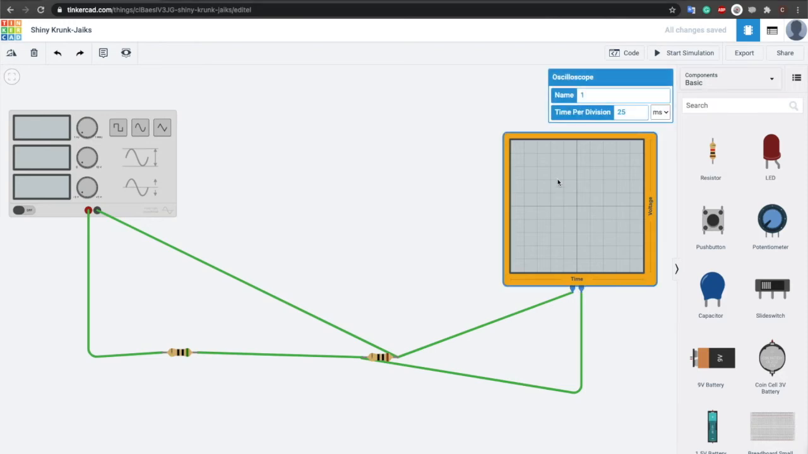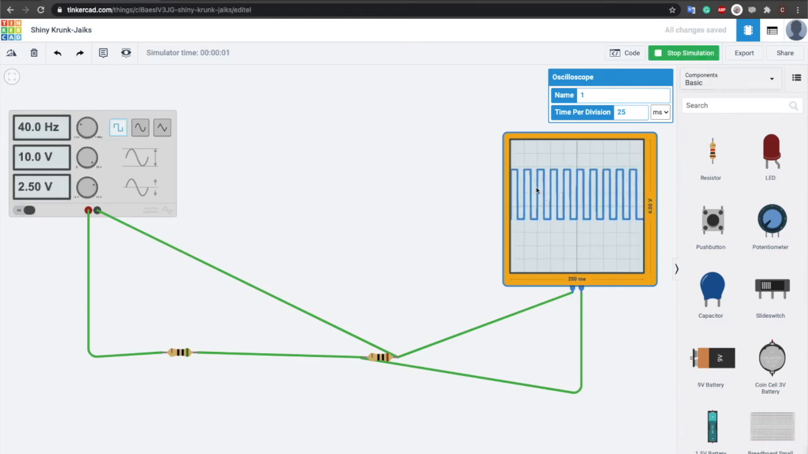Now let's see what that means. So this time per division is set to 25 milliseconds, which is equal to 1 over 40. Okay, let's start simulation. You can see that each division contains a full cycle of the square wave. But if I increase this number to 100 milliseconds, that's too many cycles. I can't even tell if it's a square wave or a sine wave.